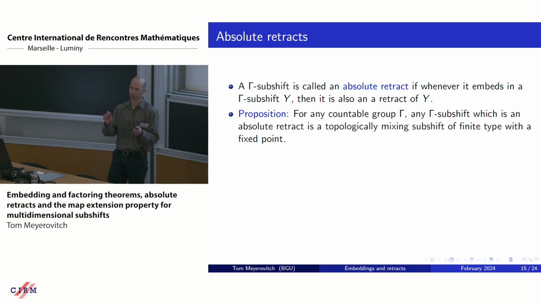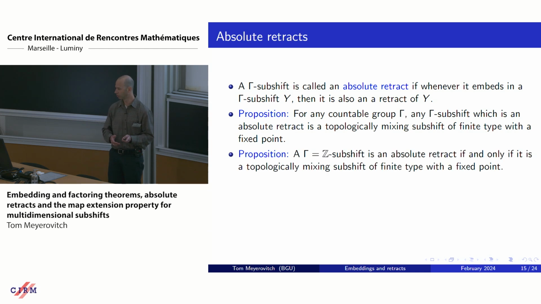All of these are kind of easy observations once you unravel the definitions, but you have to observe them. If you have a fixed point, any retract must have a fixed point, because any fixed point must map into something that must be a fixed point. And the mixing passes to factors, and the retract of a subshift of finite type, unlike a factor, has to be a subshift of finite type. It's a little exercise that I will not do here.